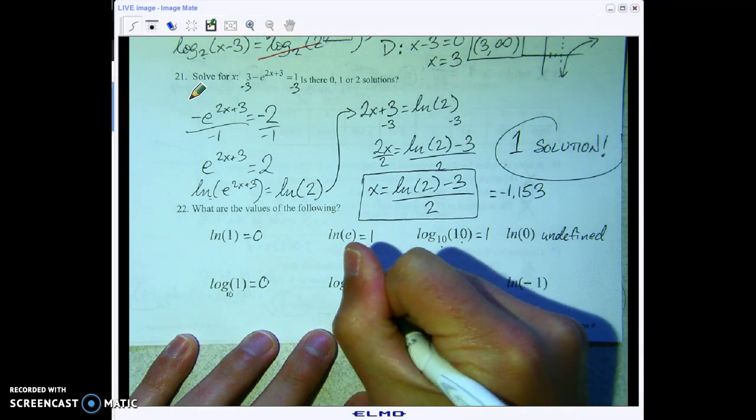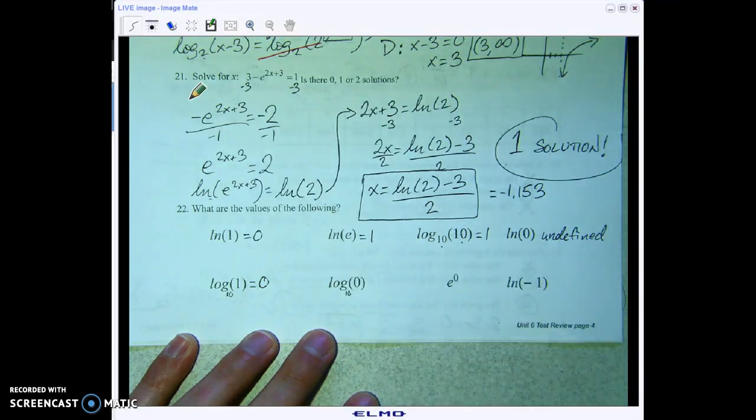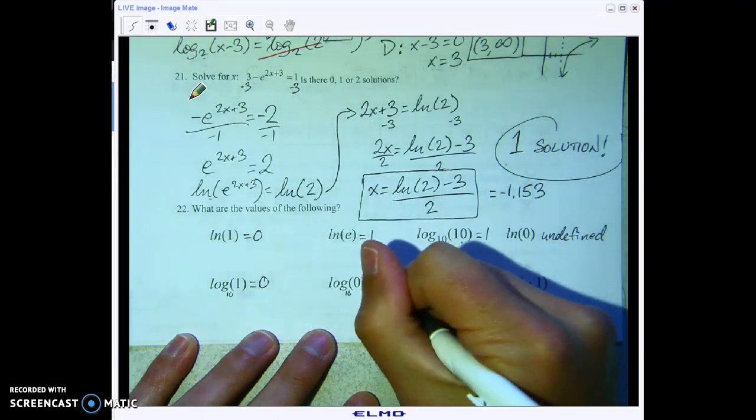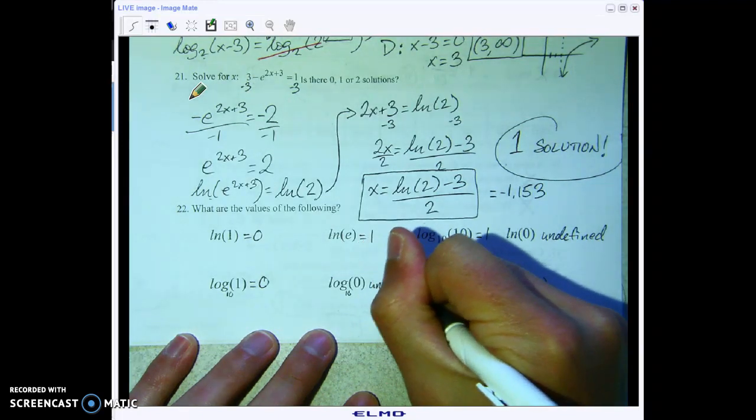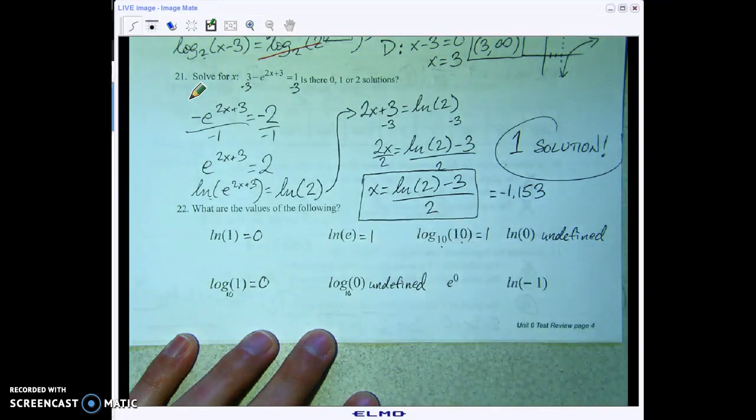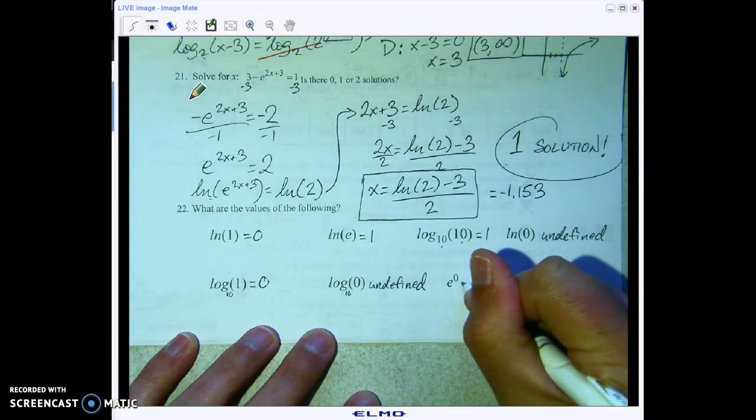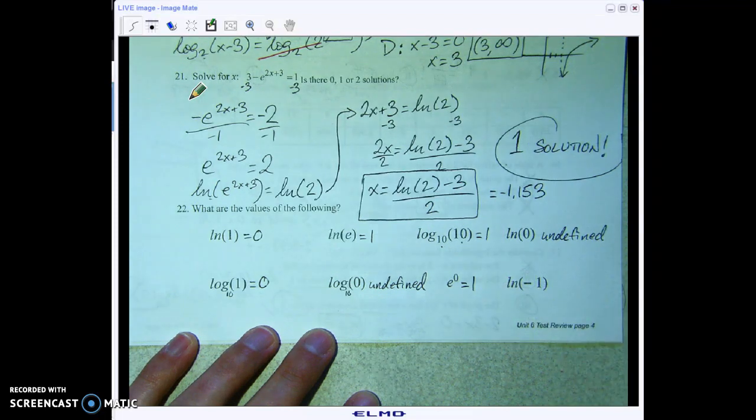Technically, this is 10, but log of anything, log base anything of 0 will have to be undefined, because you cannot take any base, raise it to a power, and get 0 or anything negative as a result, right? What's e to the 0? That's 1. And we just said you can't take e, raise it to a power, and get a negative number, so the natural log of negative 1 is also undefined. All right, that should be a breeze. We should be able to go through those pretty quickly.